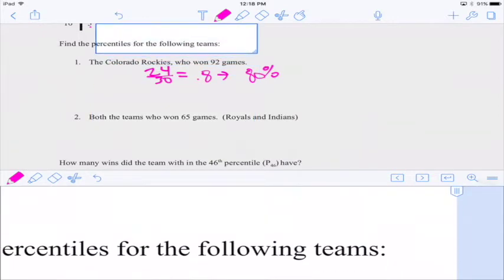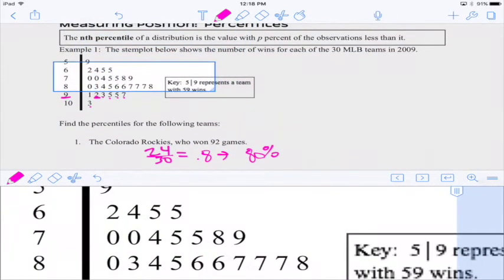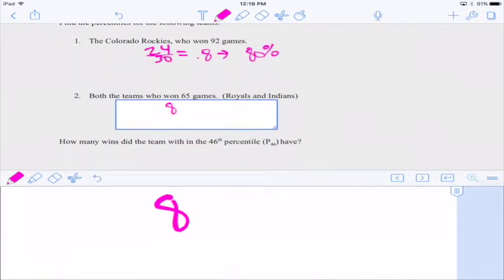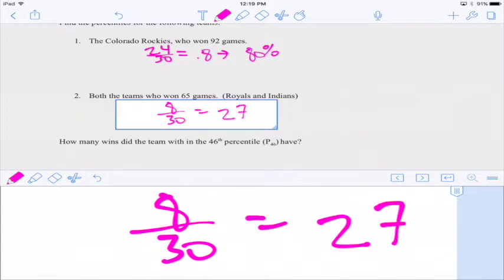For both teams who won 65 games, this is just more practice. So 65 games, the Royals and the Indians. So it's both. Remember, it's the number that are less than it. So 1, 2, 3, 4, 5, 6, 7, 8 out of 30 are less than that. So this is about the 27th percentile. I rounded.